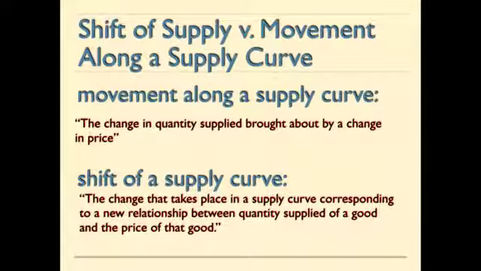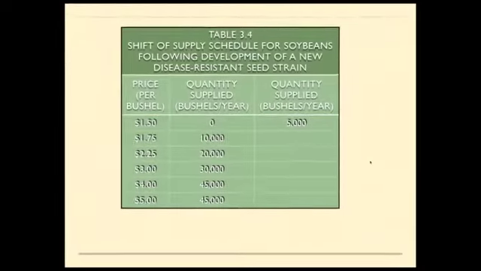So if we're changing quantity supplied, we're moving along a pre-existing supply curve. We are moving from one point on the supply curve to another point on the supply curve. So by changing the price, the quantity supplied of soybeans is going to change for Clarence. A shift of supply is a fundamental change in the other determinants, which causes the supply curve to physically change its location, either shifting to the right or shifting to the left.